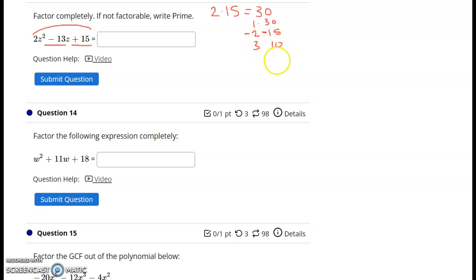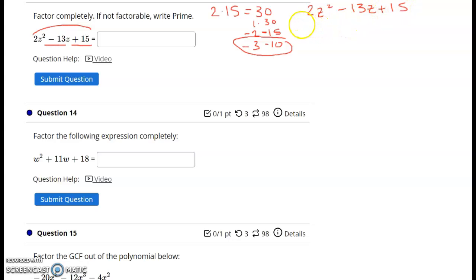Ooh, what about 3 and 10? 3 times 10 gives us that 30, and negative 3 plus negative 10 gives us negative 13. So that's going to work. So those are the ones we're going to use. Now once we have those numbers, what we're going to do is we're just going to rewrite this equation. I'll write it first here, 2z squared minus 13z plus 15.